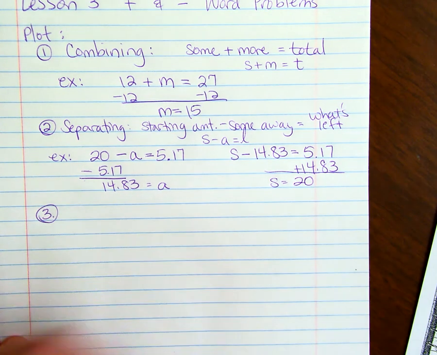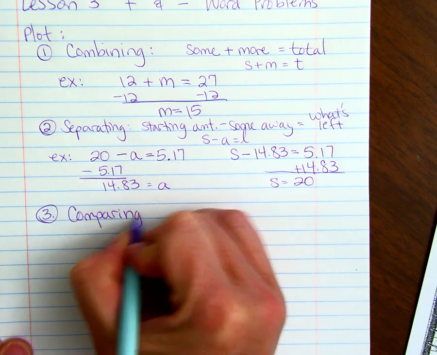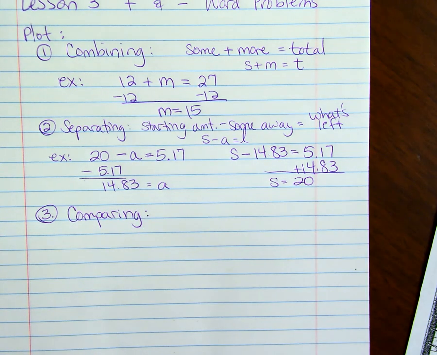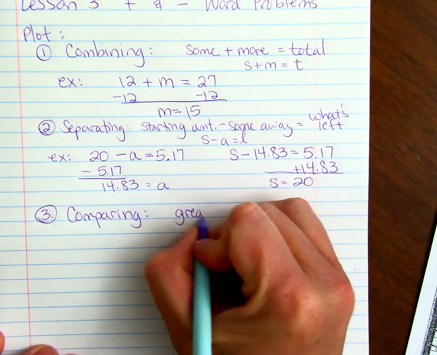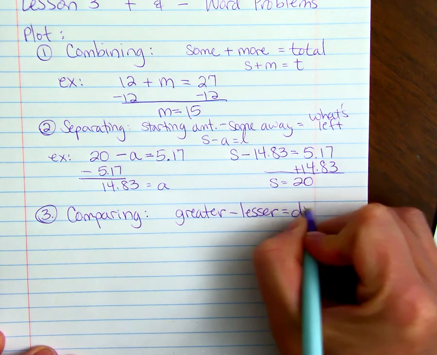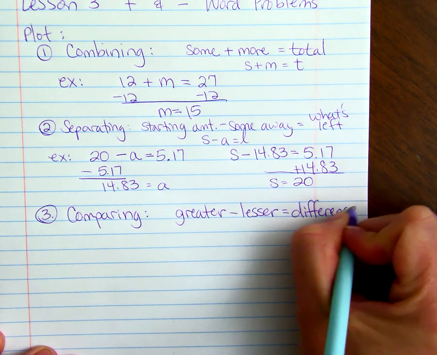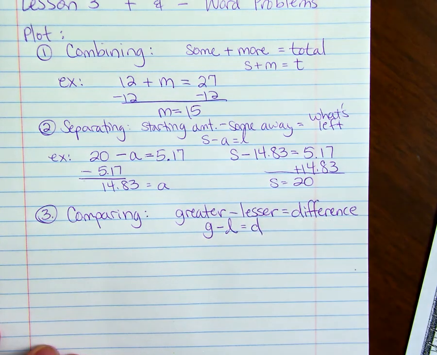The last plot we're going to talk about is comparing. Comparing, you'll notice, has words like how much greater than, how many more, how much taller, how many years went by, those kind of questions. And we take the greater minus the lesser, and we get the difference. We have G minus L equals D.